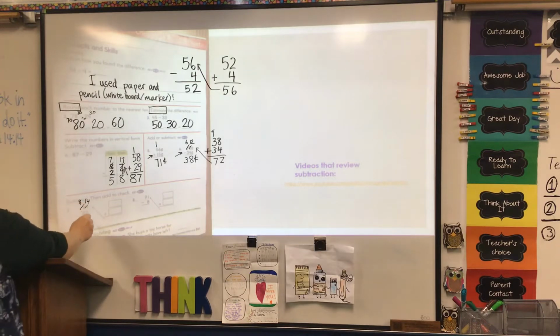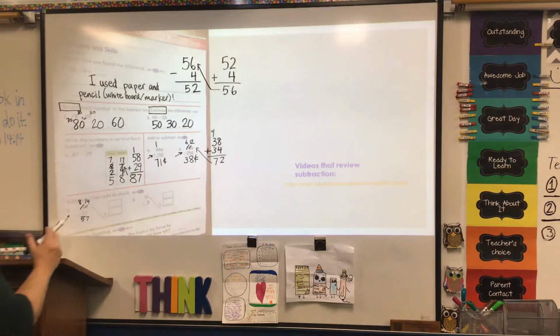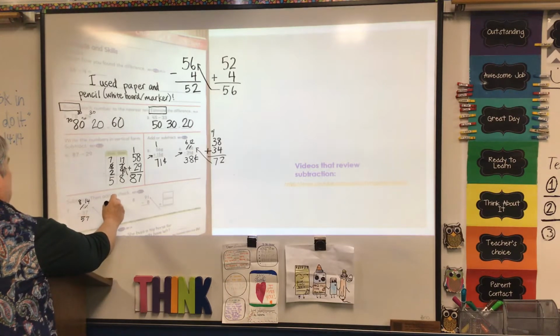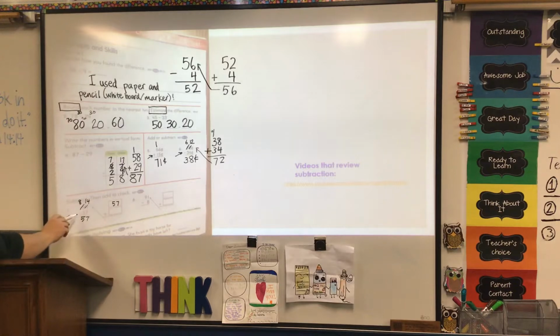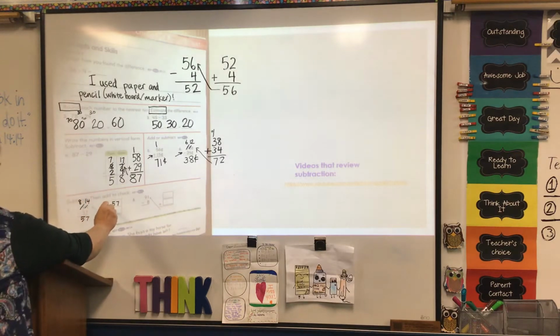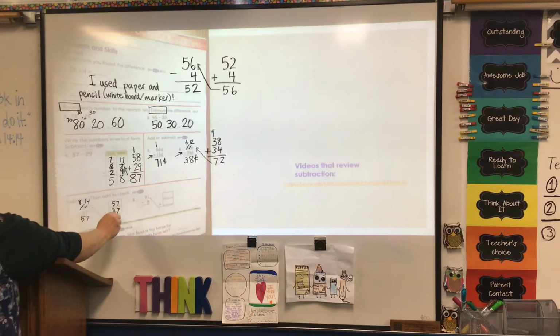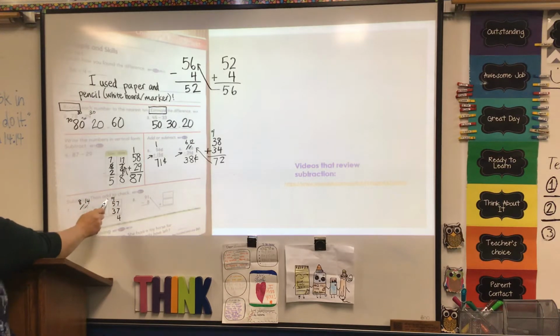Here we go. 14 take away 7 is 7. 8 take away 3 is 5. Oh, my favorite number, 57. So now I'm going to do my adding to check. 57. And then I'm going to do that bottom number down there, 37. Oh, and look, I have a double. Doubles are fun. 7 plus 7 is 14. Hey, didn't we just talk about 14 right there? 1 plus 5 is 6, plus 3 is 9.